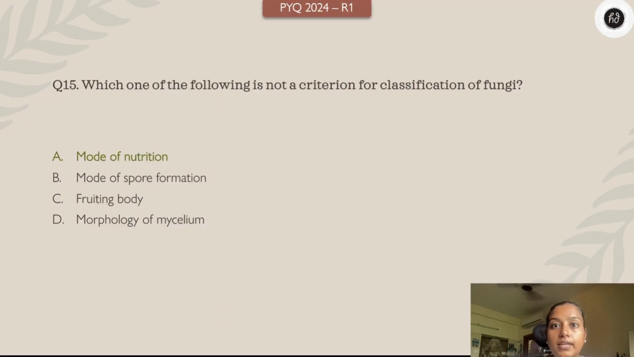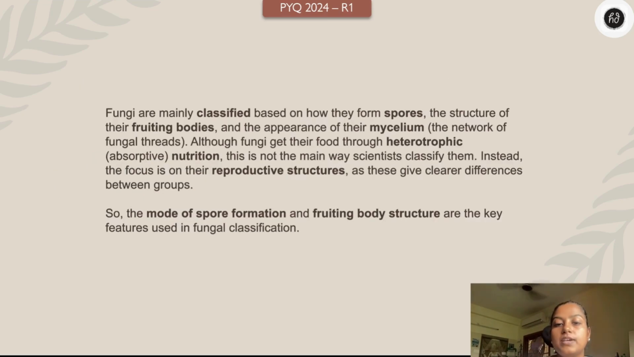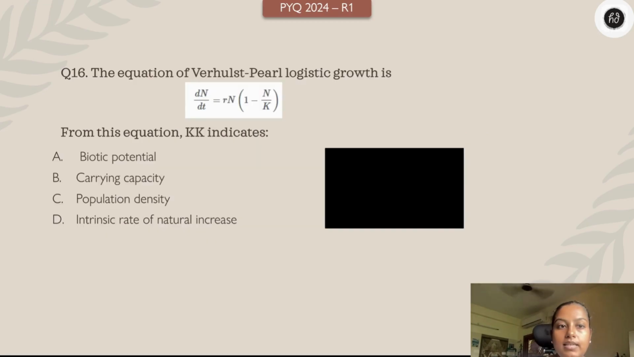Children, the criteria, if you see, is mostly based on the reproductive parts. Correct? Which is mode of spore formation, fruiting body and morphology of mycelium. So the classification focuses majorly on the reproductive structures and not the mode of nutrition. Of course, they are heterotrophic in mode of nutrition, but during classification, these other aspects are considered and not mode of nutrition. Okay? Next one.